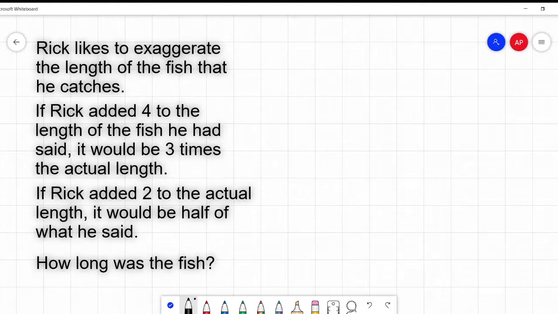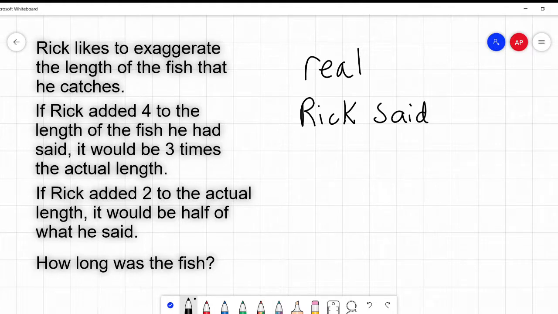For these kind of problems, my immediate concern is, what are the variables? What do they represent? Let me write those down, and then I can start working with them. When I look at this, I see 2 things. There's the real length of the fish, and there's what Rick said. So those are going to be my 2 variables, and I'm going to call the real length X and what he said Y.